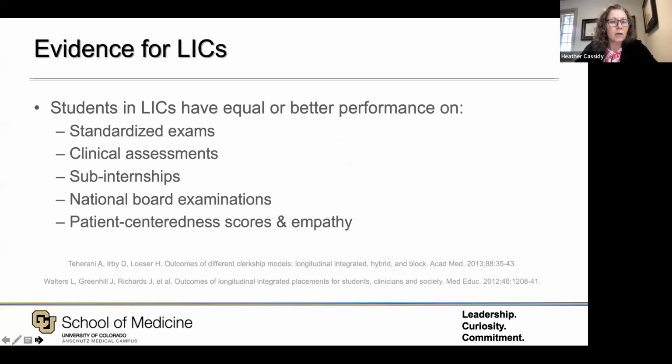And we have ample evidence for LICs across many institutions and many countries and many decades at this point. We know that students who learn in the LIC model have equal or better performance on standardized exams, clinical assessments, sub-internships, national board examinations. And this is the one that always gets me, because this is the way I want to practice medicine and the kinds of colleagues that I want in the future. Students who participate in LICs actually have better performance on patient-centeredness scores and empathy as compared to classmates that have been in a block model.